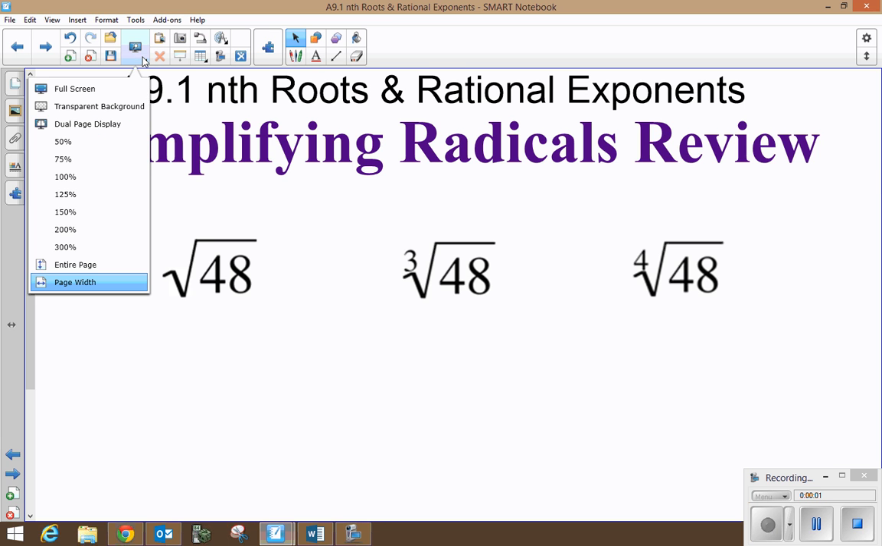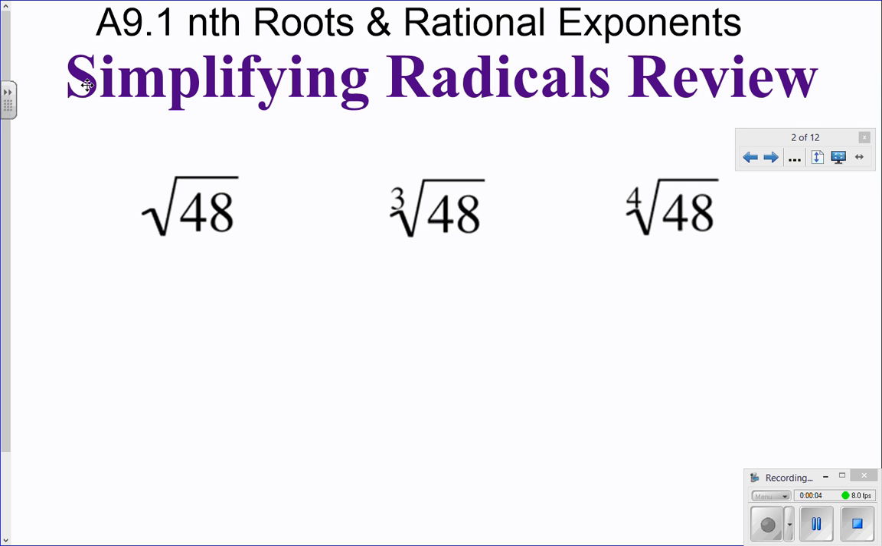All right, mathletes, here we are at A9.1. We're dealing with nth roots and rational exponents. So the first thing we're going to talk about is simplifying radicals. Remember, when simplifying radicals, we're looking for those perfect squares.